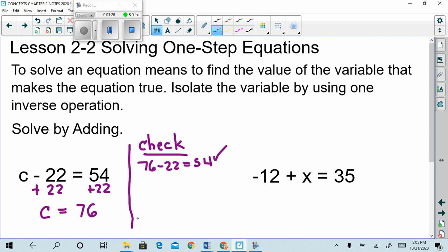Let's look at the one on the right. Negative 12 plus x equals 35. Well, if I have to eliminate what's around this variable, and I have a negative 12, that means I'm going to add 12 to both sides. x is equal to 47. Now again, if I take a negative 12 plus 47, and the signs are opposite, so I subtract and keep the sign of the greater absolute value, I am going to get 35.